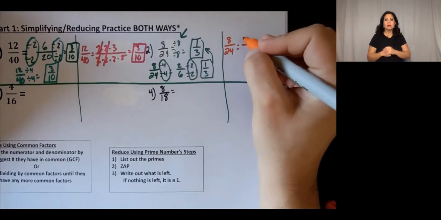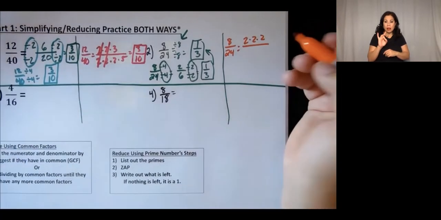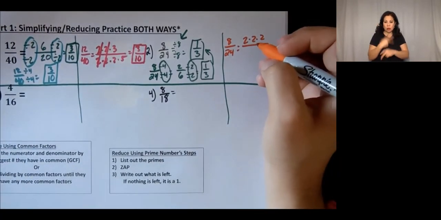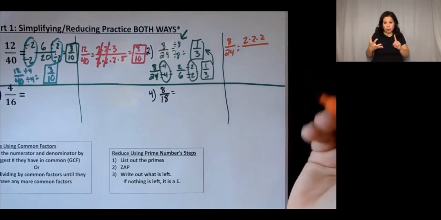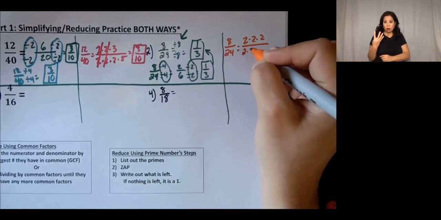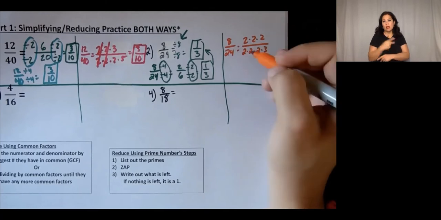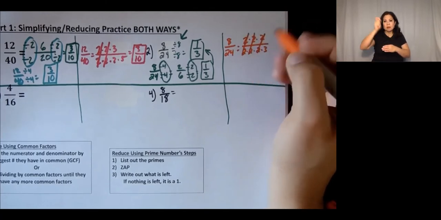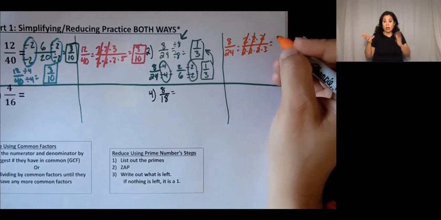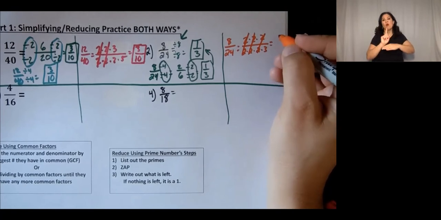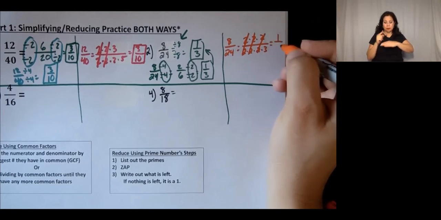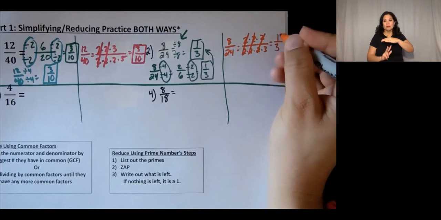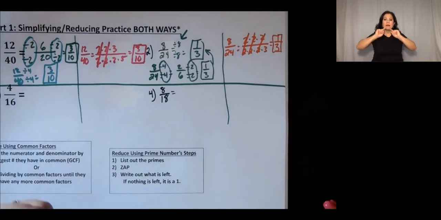Okay, to make 8, I get 2 times 2 times 2. To make 24, I can use 6 times 4. So here's 4 times 6. Zap, zap, zap. If nothing is left on the top or bottom, you put 1. Nothing is left on top, so I'm going to put 1. And there's a 3 left on bottom, so I get 1/3.